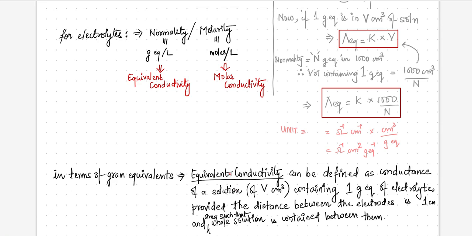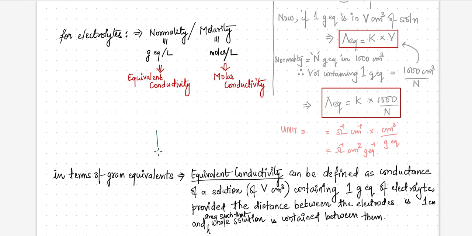So equivalent conductivity, when we are talking in terms of concentration, means that it is the conductance of a solution of V centimeter cube containing 1 gram equivalent of the electrolyte. So that means if you have a solution, and the concentration of the solution is 1 gram equivalent, and the volume of the solution is V, then the conductance that you get for this particular electrolytic solution would be the equivalent conductivity.